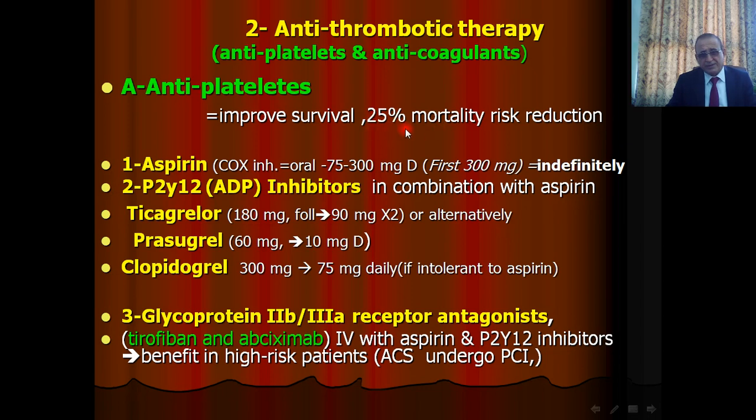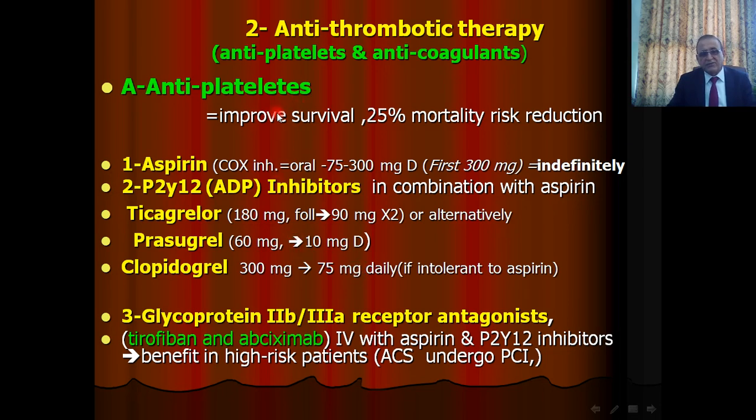With aspirin, there is another group of drugs called ADP inhibitors or P2Y12 inhibitors in combination with aspirin. The best is ticagrelor, this is the dosage, or prasugrel, or the third one, which is available in our market under the name of Plavix, is clopidogrel, initially 300 milligram, then continue by 75. This is dual antiplatelet for every patient with acute coronary syndrome. Continue both for 3 to 12 months, 3 months usually, and then one of them indefinitely.